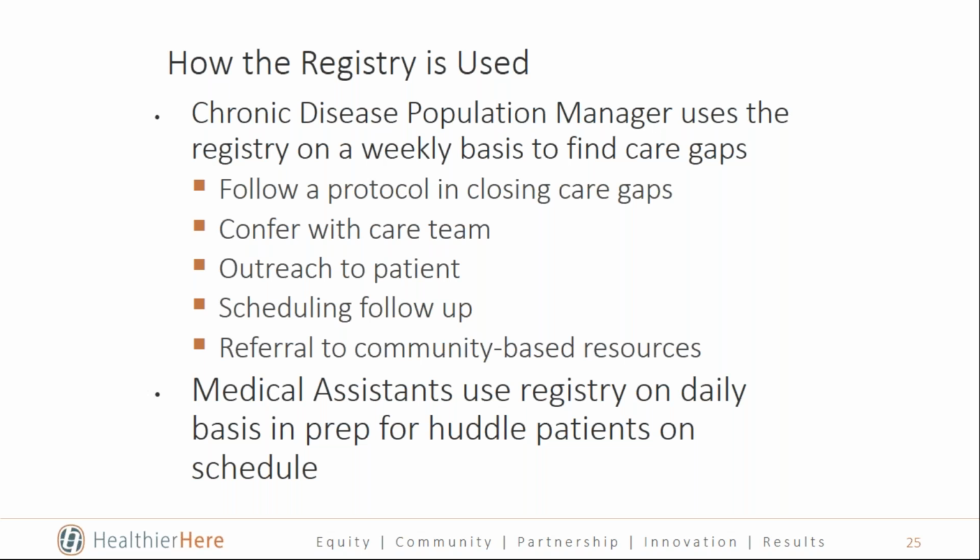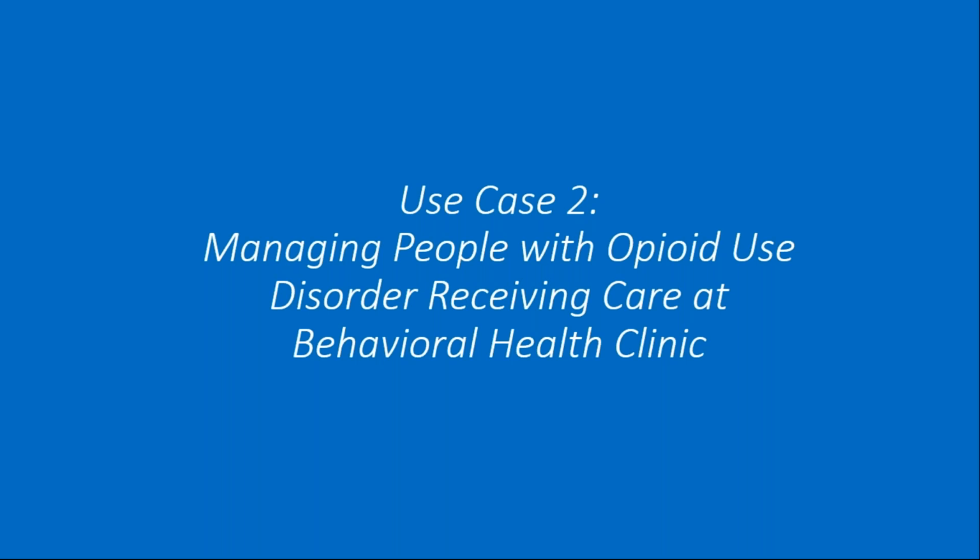And they would certainly confer with the care team. They're not going to be operating outside of a care team, but there would be certainly outreach to patients, scheduling follow-up. There may be referral to community-based resources, since there's a lot of ways that interacts with chronic opioid therapy. But the medical assistants will also be using their registry on a daily basis in preparation in their huddle for patients who are on their schedule for the day, because your best chance to close a care gap if a patient's in the clinic is before they leave. Okay? So that kind of is an overview of how we would use a chronic opioid therapy registry in a primary care clinic.